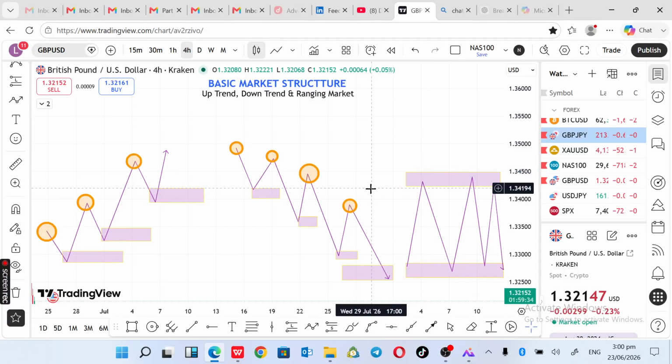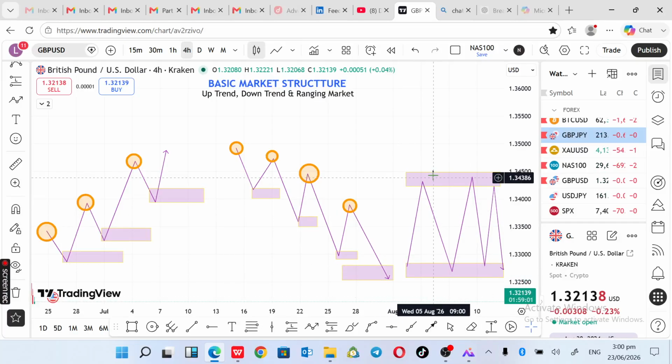The ranging market, a lot of people call it a consolidation market, sideways market. Some would say the market is unstable. And I think that's a good way to look at the ranging market, because what this market is doing is it's not giving you a clear signal if it's buying or selling. It's just showing you that both the buyers and the sellers are active in the market, like they are trying to edge each other out, but no one is leading at the moment. That's what the ranging market is.